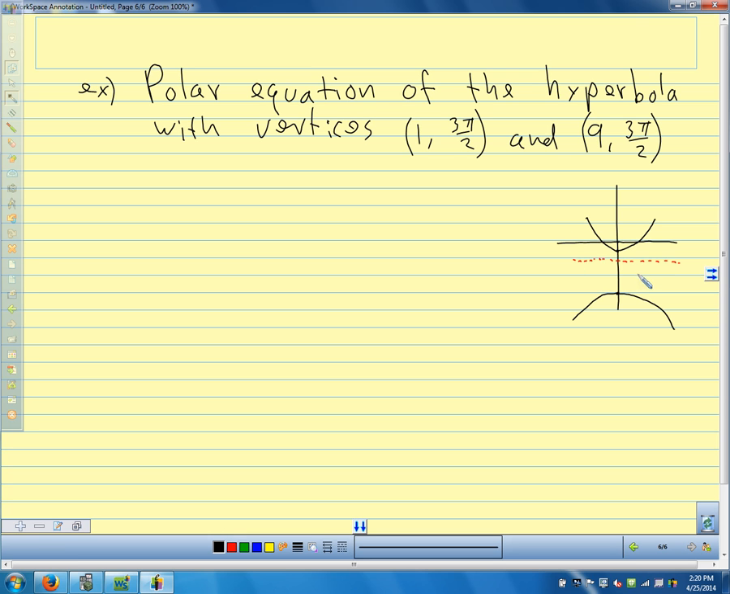We have a horizontal directrix below the pole. So our equation is going to be in the form r equals ep over 1 minus e sine theta. So we already know that that's going to be the form of our equation.